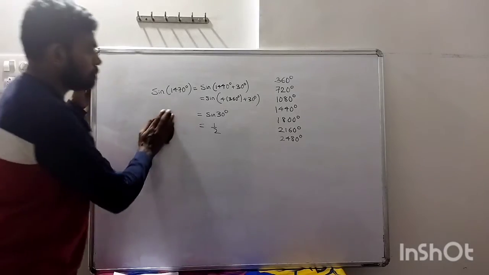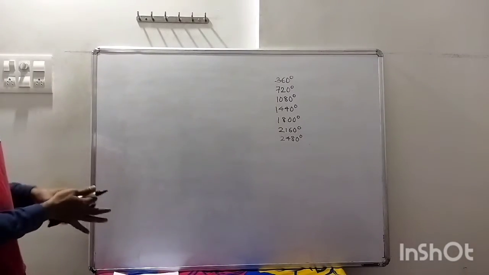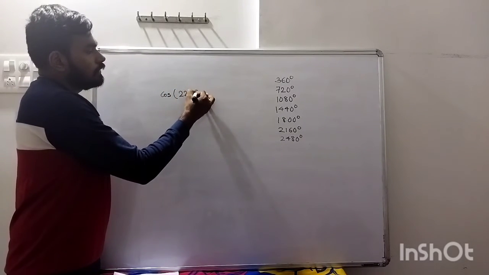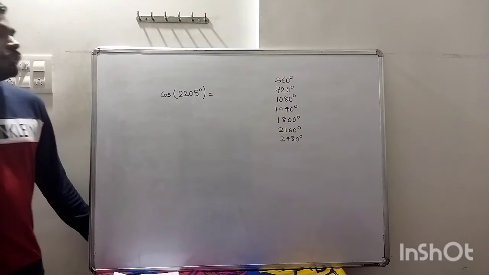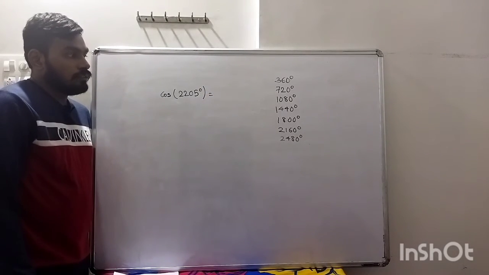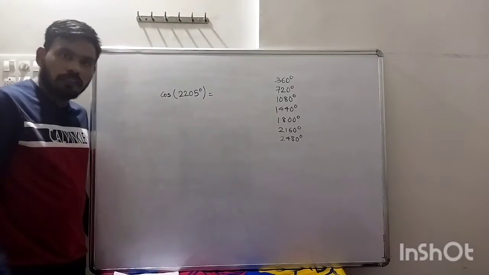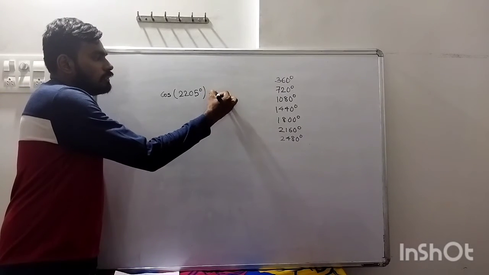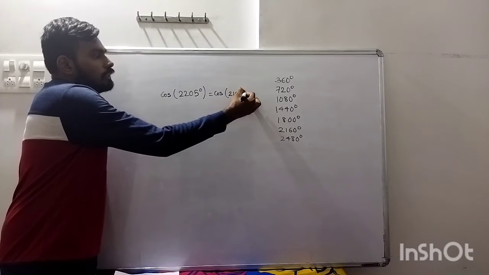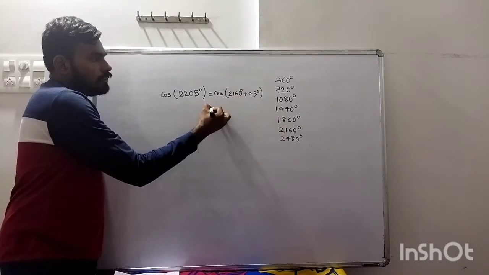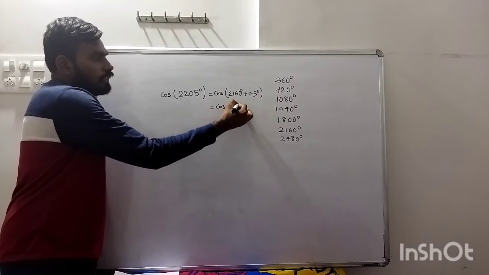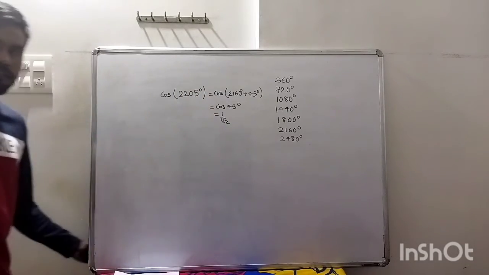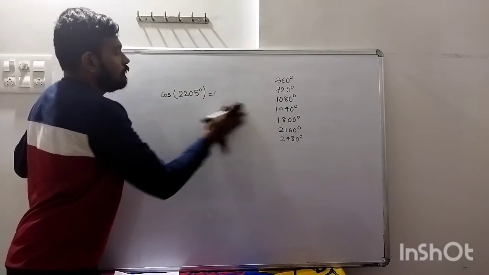Similarly, if you are asked cos of 2205 degrees, what to do? See, 2160 is here, correct? So you have to add 45 to that, so that we get 2205. So cos of 2160 plus 45 degrees, correct? So this is also the same as cos of 45 degrees. Cos of 45 degrees you find and answer it. So 1 upon root 2. The answer of this is 1 upon root 2, correct? This way.